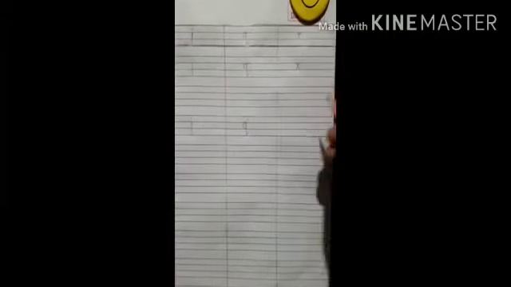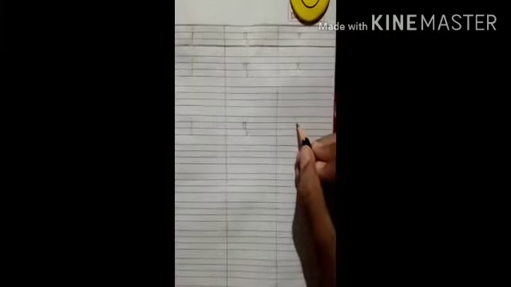Make a slanting line over here. Then make again here. Make a slanting line over here. Then make a slanting line over here. This makes the letter X. Now children, you all have to do these three letters in the whole page.